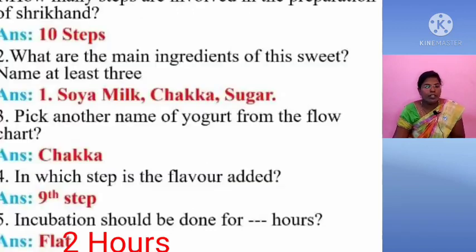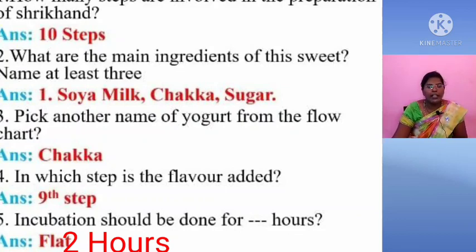Coming to the questions: how many steps are involved in the preparation of sweet Shrikhand? Ten steps. What are the main ingredients of this sweet? Name at least 3. The main ingredients are cow's milk plus soya milk, yogurt, and sugar. These are the 3 main ingredients for this sweet.